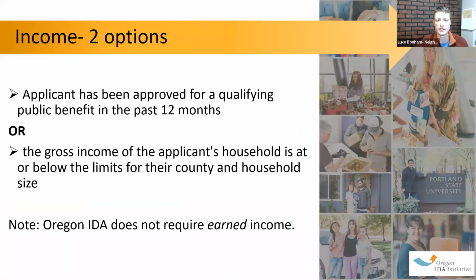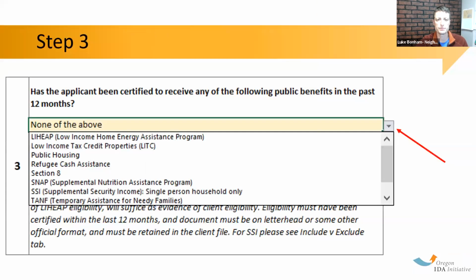Now let's move to income eligibility for IDA, where you have 2 options. Either the applicant has been approved for a qualifying benefit in the past 12 months, or you verify that the gross income of the applicant's household is at or below the limits for the county and household size. Step 3 on the first tab of the income calculator is to identify if they are qualifying with a public benefit. If you get documentation from one of the benefits listed, that means they've already been screened for income by another program and they qualify for IDAs.